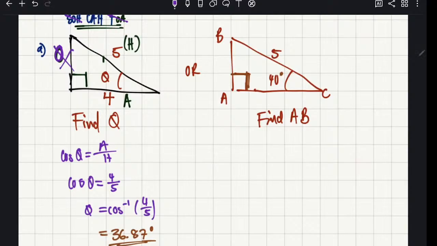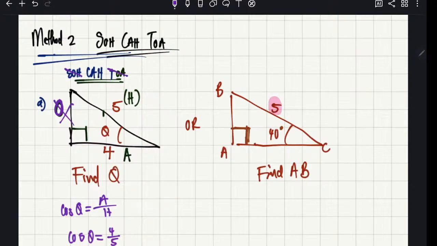So what is the only method that works? You write SOHCAHTOA. As long as it has a right angle, then you have to use SOHCAHTOA. SOHCAHTOA is the method. Now let's label. We've decided to use SOHCAHTOA. Let's label. Opposite this is the hypotenuse. Opposite the angle is the opposite side.